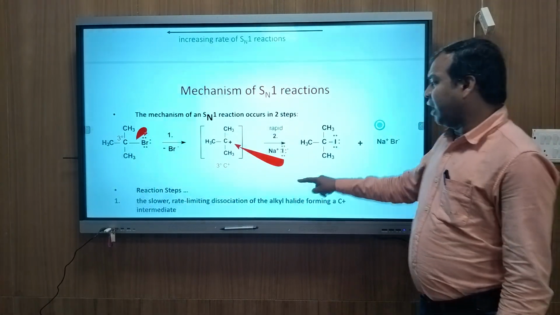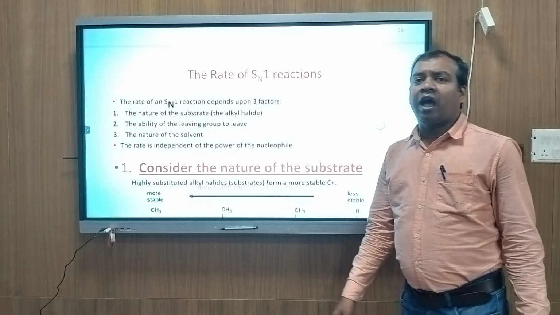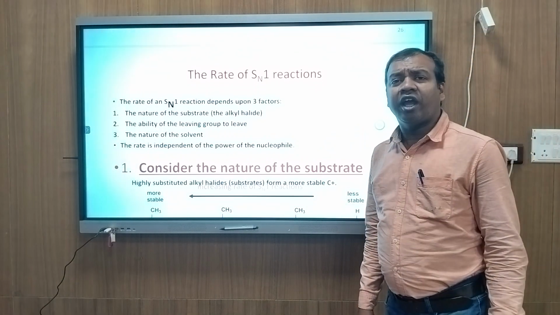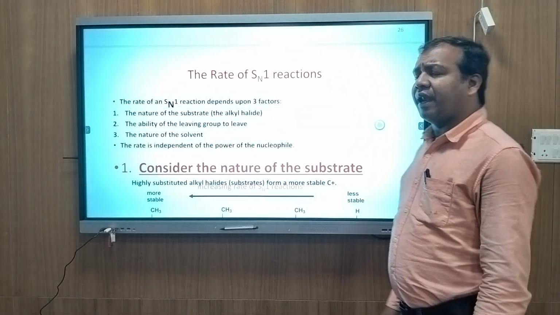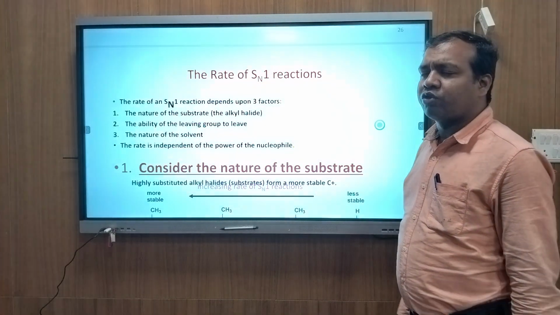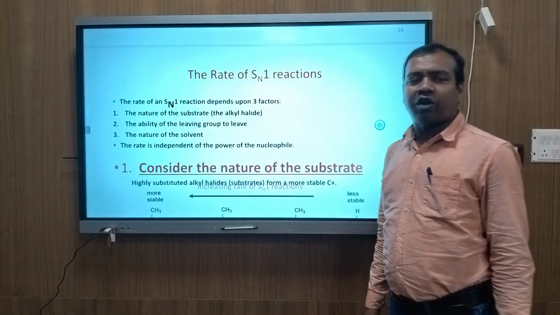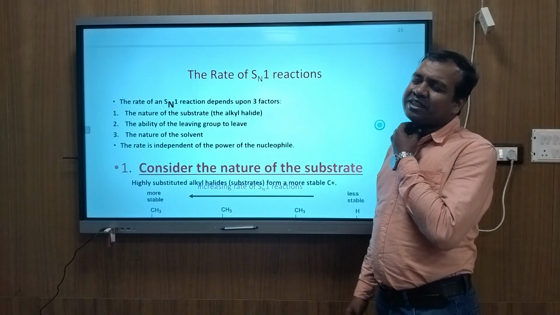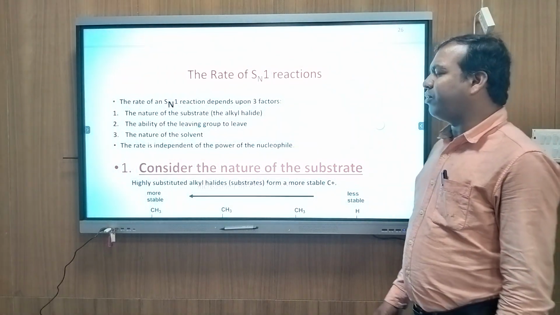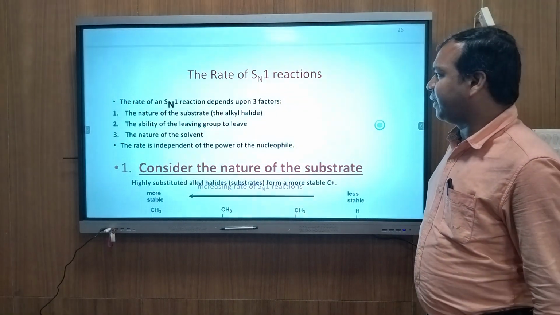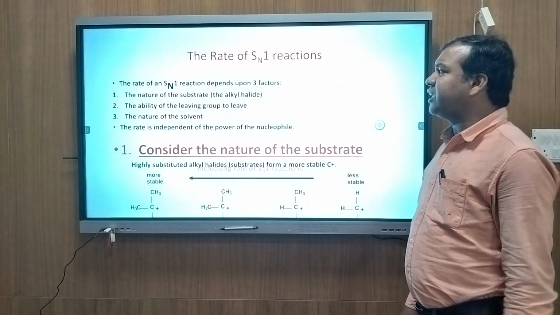But in this case, we get a racemized product because in SN1 reaction a stable carbocation is formed. So this is sp2 hybridized and a planar compound. So the nucleophile can attack from the backside and front side, so we get the racemized product. From this we can conclude the stereochemistry of the SN1 reaction. But in some cases, if a tight ion pair is formed, a small percentage of inversion we can get. So the rate of SN1 reaction also depends on three factors: the nature of the substrate.